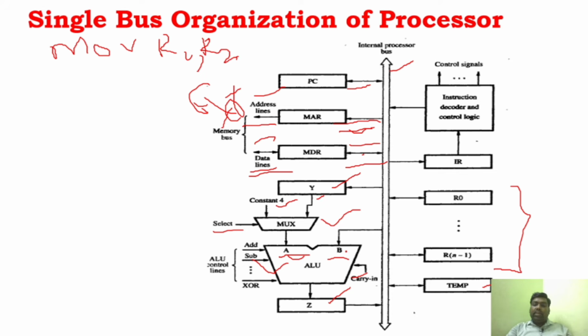The other input, B, will be obtained directly from the internal bus. Got it? Once you get A and B, it will perform the operation, whether it is add or sub, depending upon these control lines. And after performing the operation, the result is stored in the temporary register, which is Z. From Z, it is sent to the internal bus, and from the internal bus, if you want to send to any IO device, it will be sent to the input output device. Got it? This is the complete organization.